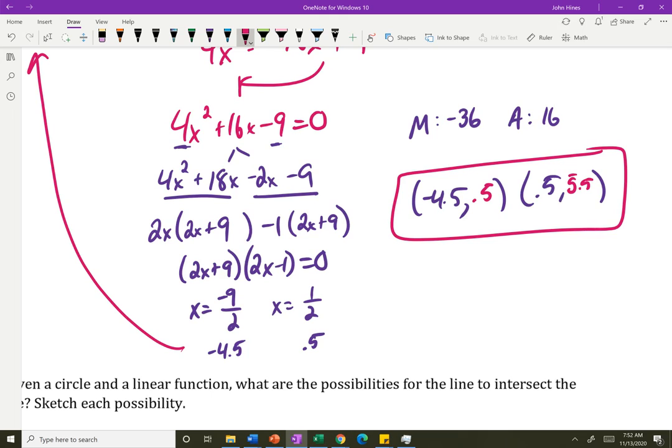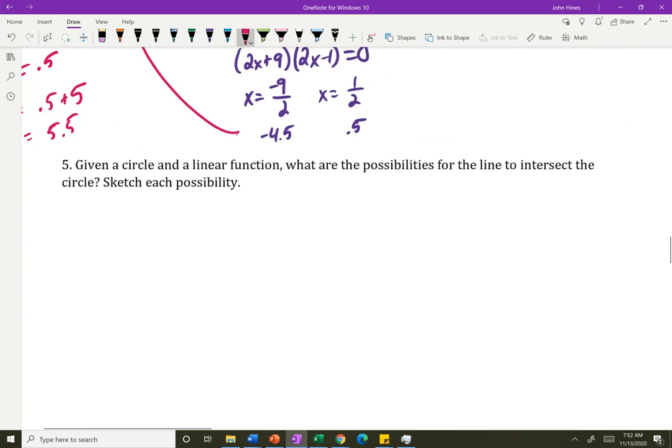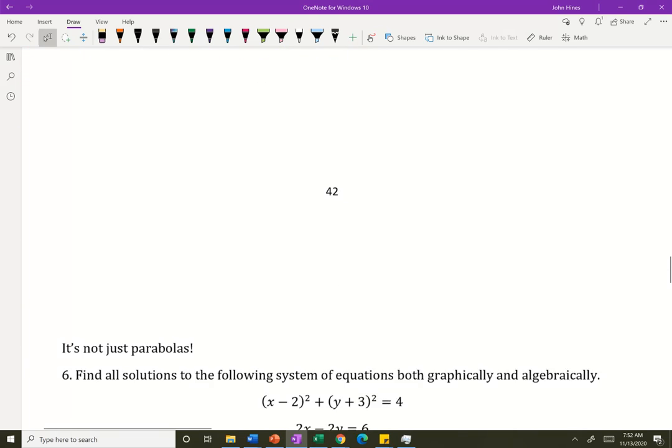And those are the solutions to my system. You could have used the quadratic formula, but I chose to use the AC method because it was actually factorable. But when in doubt, use the quadratic formula. Got 2 more problems and we're done here. Well, really 1 more problem.